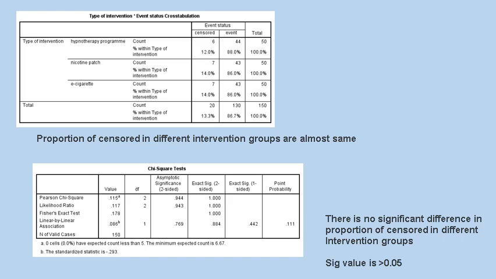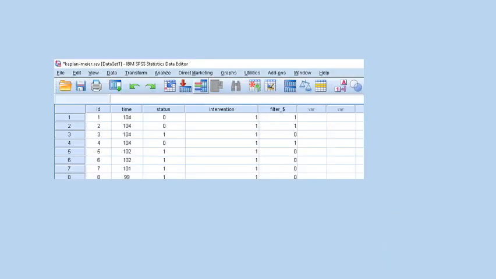Okay. Since the table shows all cells are more than 5, all cells are showing observations more than 5, so no need to go for exact significant test, exact significant value. We have to look for asymptotic significance value only. Now we can do Kaplan Meier analysis.